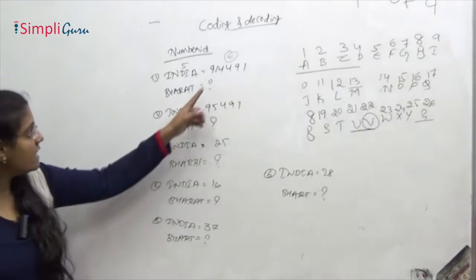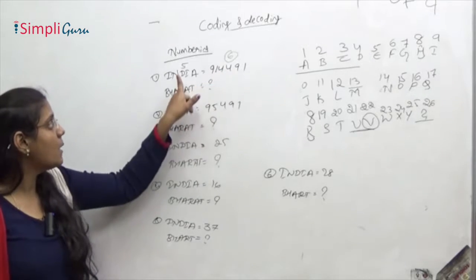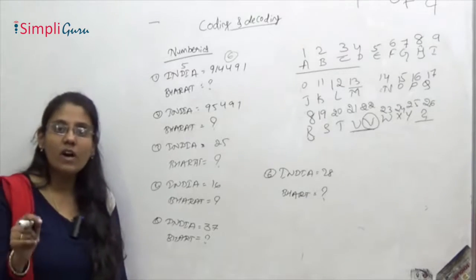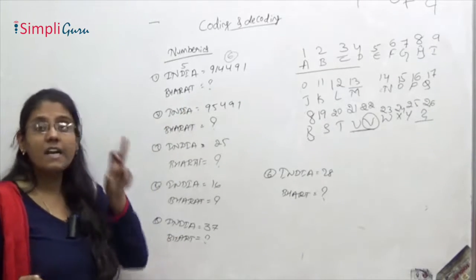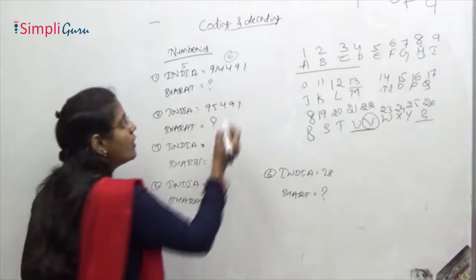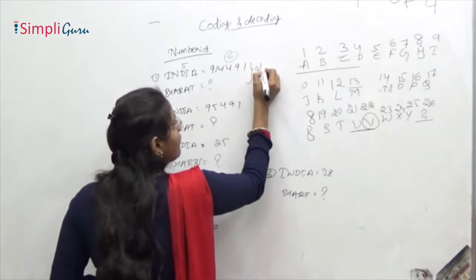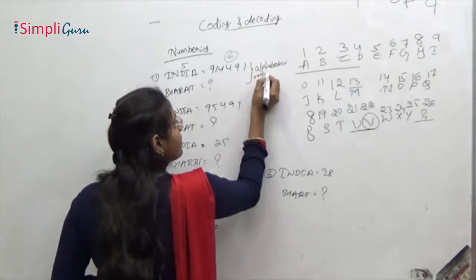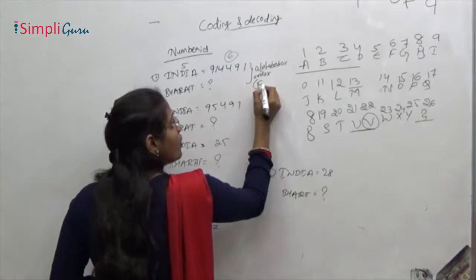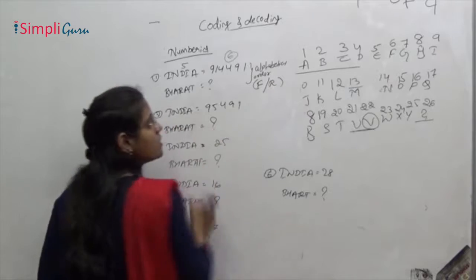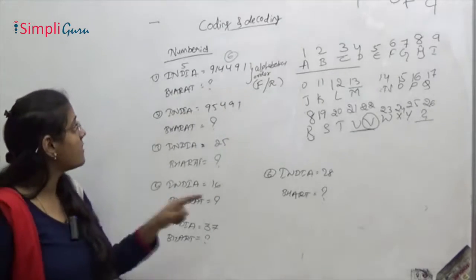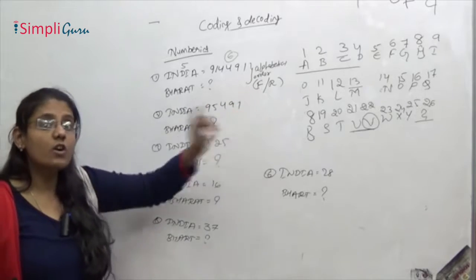Whenever the right hand side has more digits in comparison with the left hand side alphabets, what are they doing? They are just writing the alphabetical order. Maybe forward ordering or reverse ordering. Here they are writing a forward ordering only.